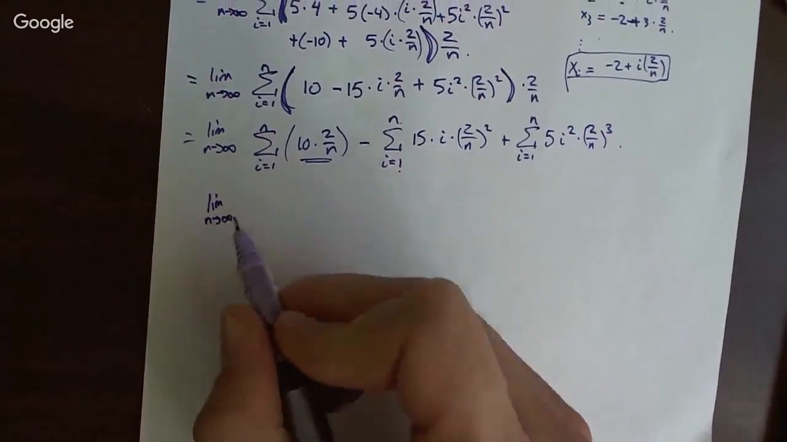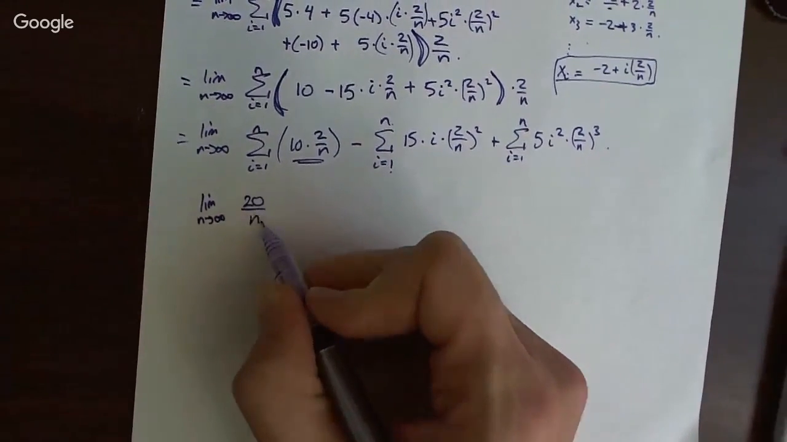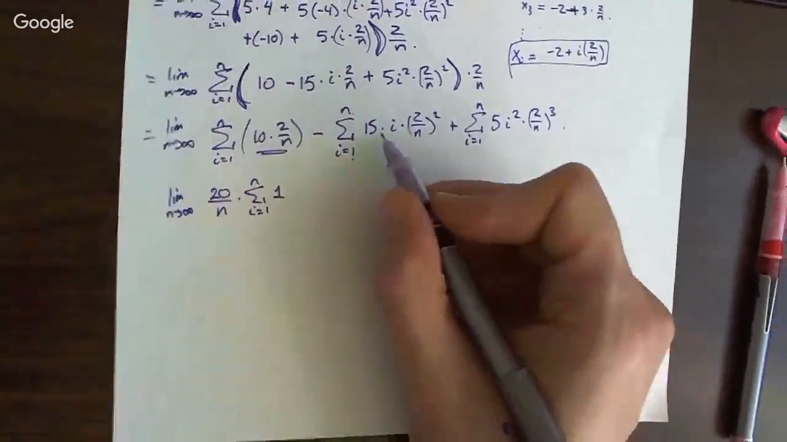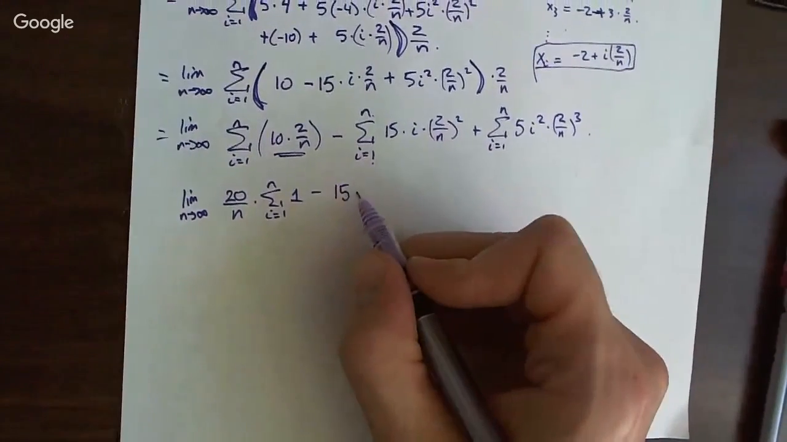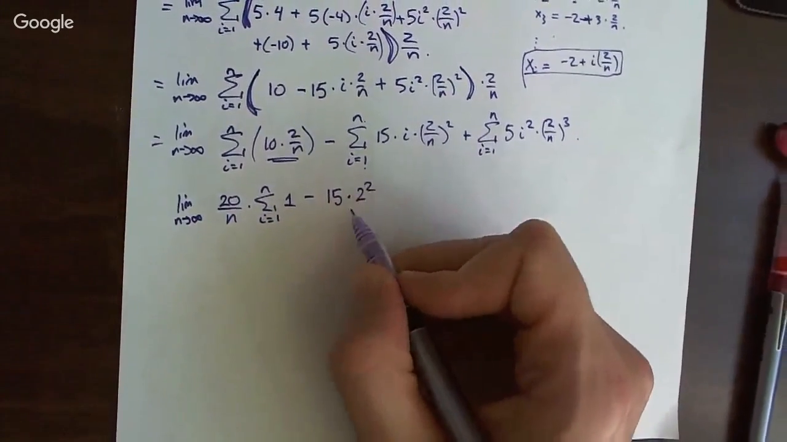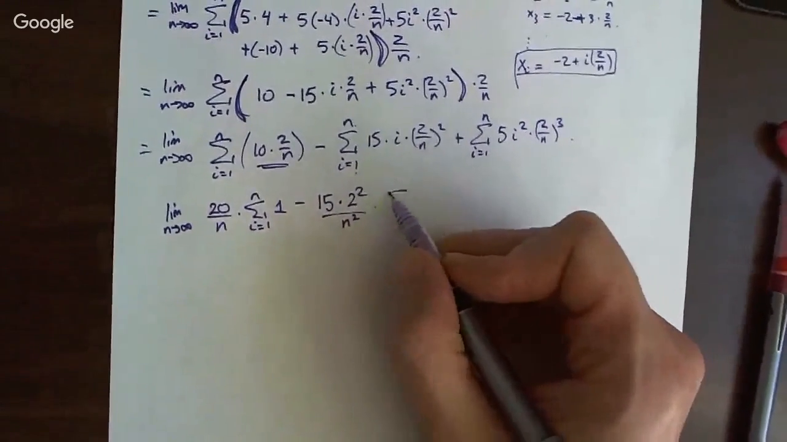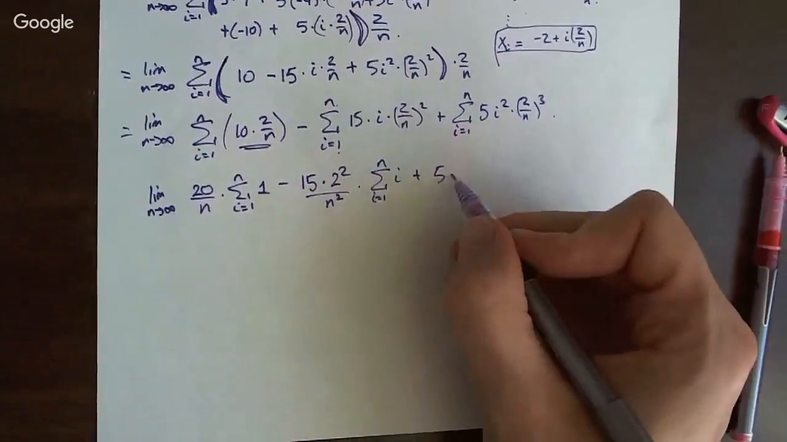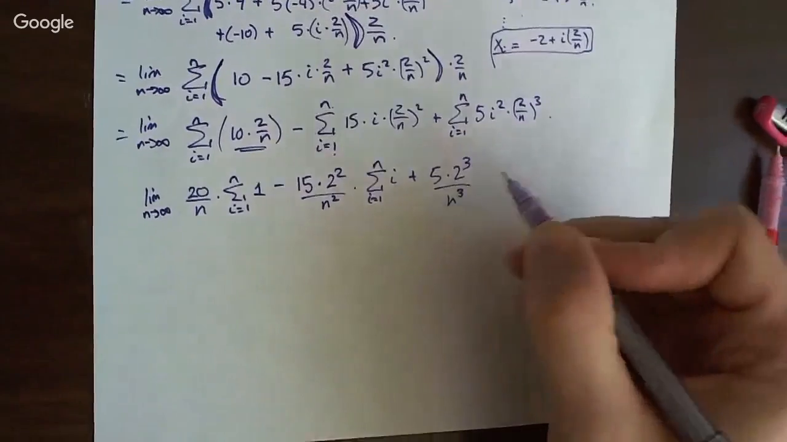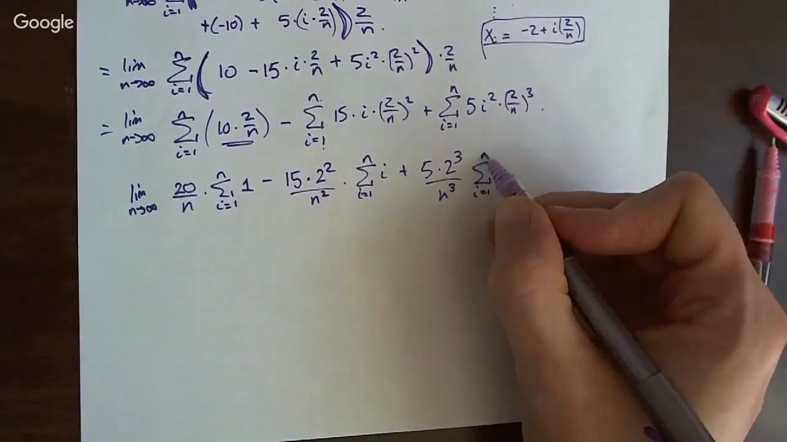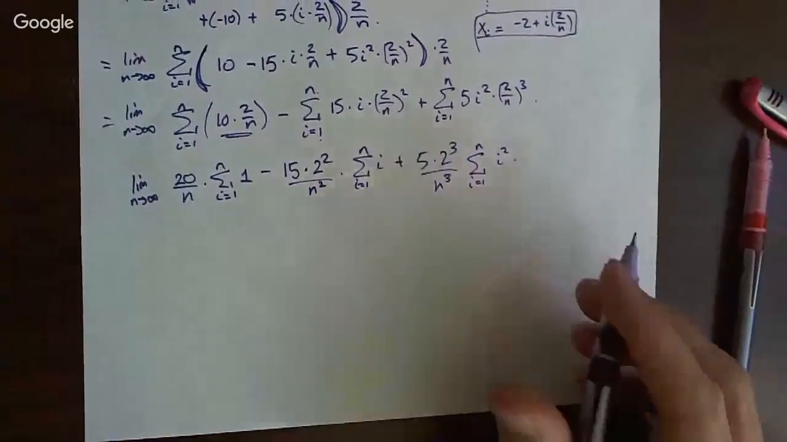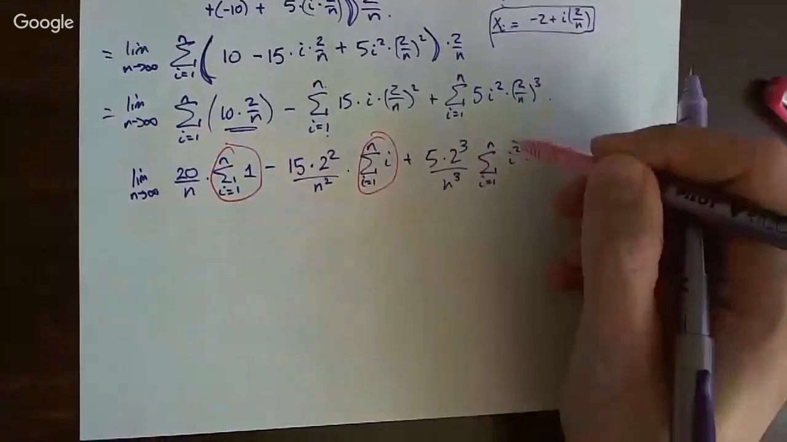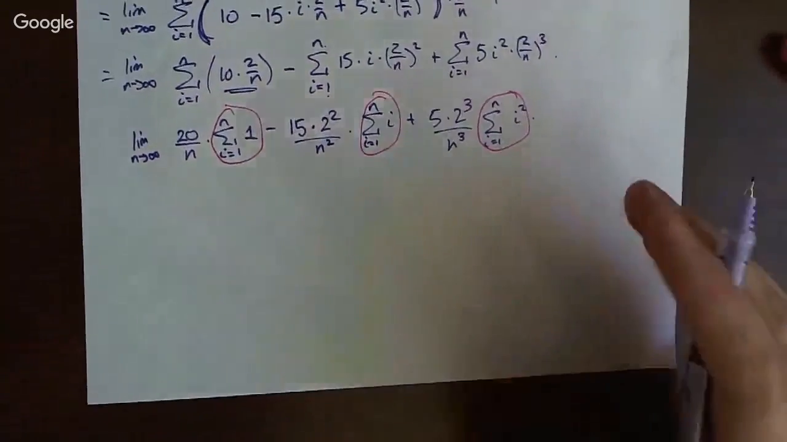Limit as n goes to infinity of 20 over n times the sum i goes from 1 up to n of 1. Here, most of it is a constant, 15 times 2 squared over n squared times the sum from i goes from 1 up to n of i, plus 5 times 2 cubed over n cubed times the sum from i goes from 1 up to n of i squared. The reason why we like this is we now know this formula, this formula and this formula, so we can apply them.